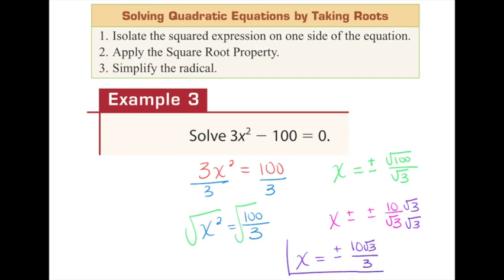And you can put it just like that with that positive and negative in front. But don't forget the positive and negative, because that represents two answers. That represents positive 10 square root of 3 over 3 and negative 10 square root of 3 over 3. It's actually two numbers there. This is just a shortcut way of writing those two numbers.